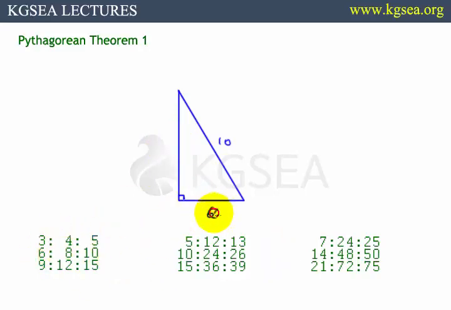Of course, this could be 60 and 100. Then what is this side? This side is 80 then. You see the idea, right?